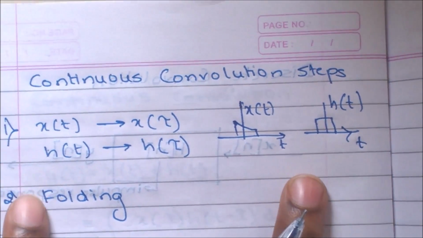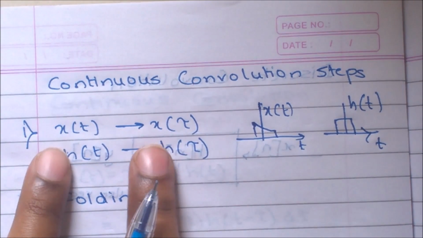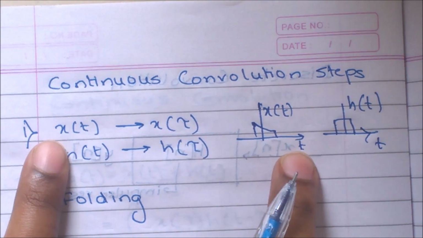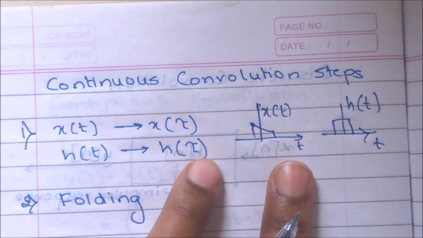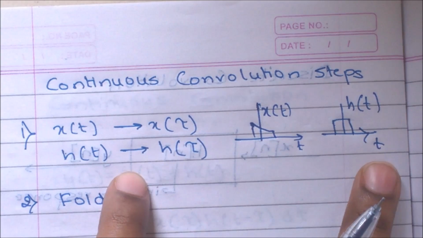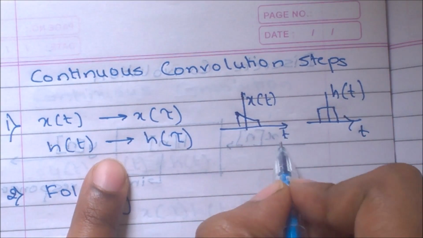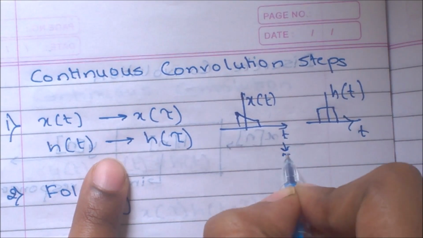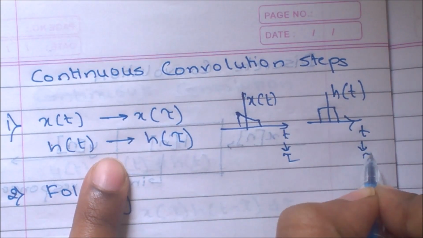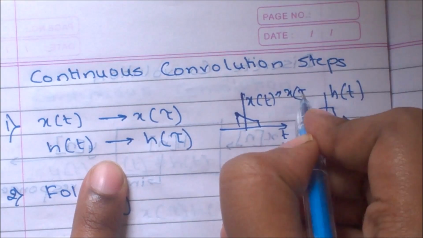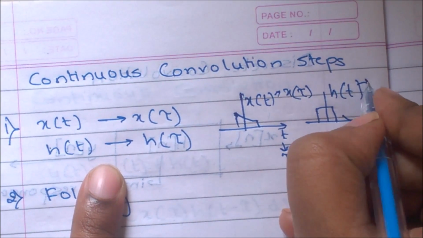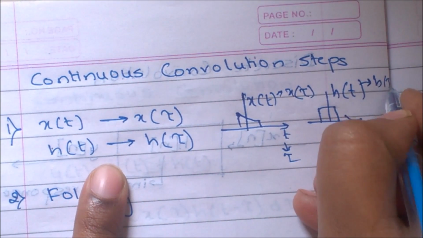Now the first step is converting this t axis to the tau axis. So x of t will become x of tau and h of t will become h of tau. This t also will become tau, so this will become x of tau and this will become h of tau.